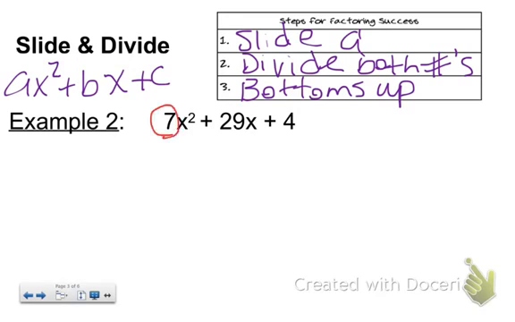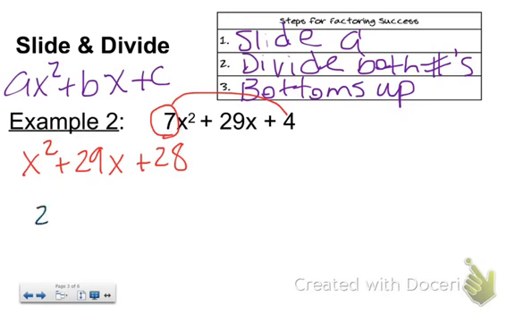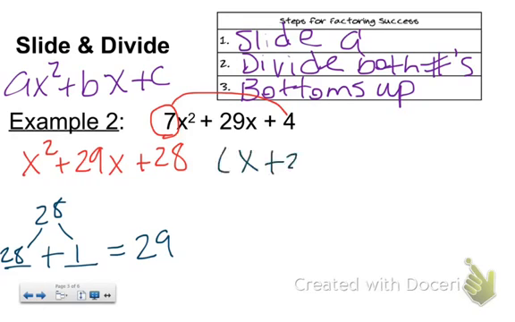So I'm going to take this 7, and I'm going to slide it over to the 4. 7 times 4 is 28. So now I'm left with x squared plus 29x plus 28. And now it becomes a problem just like the last section. So 28 can be factored into 4 and 7, or 28 and 1. So I can make my little diagram. What are factors of 28 that when added together give us 29? Well, 28 and 1.